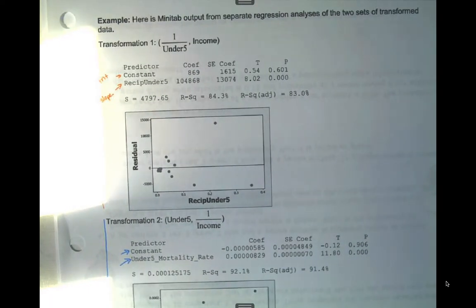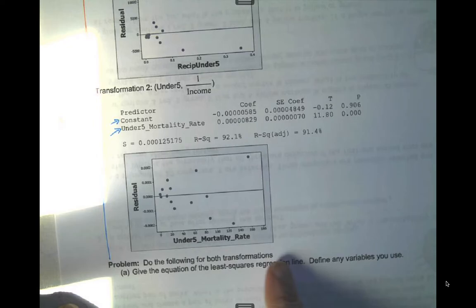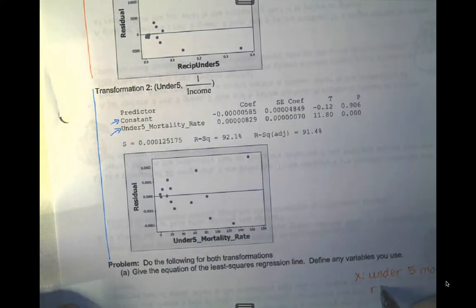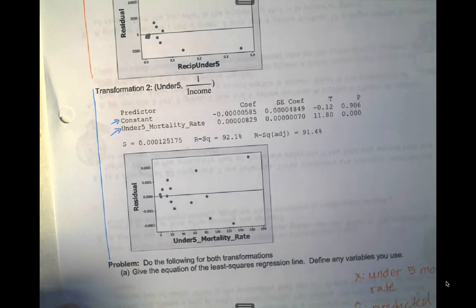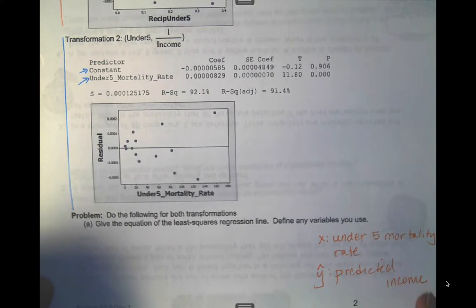So back up here, or actually, let's go down here. It says do the following for both transformations: give the equation of the least squares regression line, and define any variables that you use. So I tried to just define my original variables. The x is the under 5 mortality rate, and the y hat is the predicted income. I try to do it this way because otherwise you'd have to define 4 variables. You'll see what I mean.